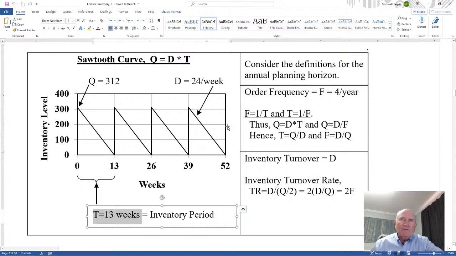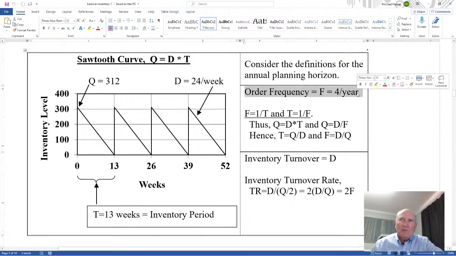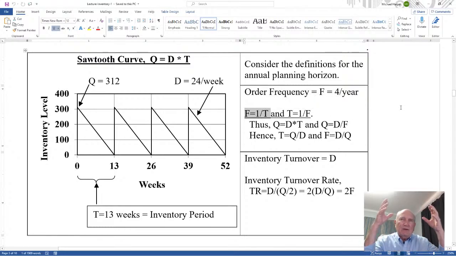But notice if it's 1/4 of a year and the order frequency is 4 a year, notice the reciprocal relationship: the annual order frequency is 4, the annual inventory period is 1/4. They will always be reciprocals of each other when the time units are the same. So the frequency is a reciprocal of the periodicity, and the periodicity is a reciprocal of the frequency. Periodicity is another word for this. It's the periodicity that keeps repeating and keeps repeating. We saw that in time series analysis and forecasting, because this is a time series.